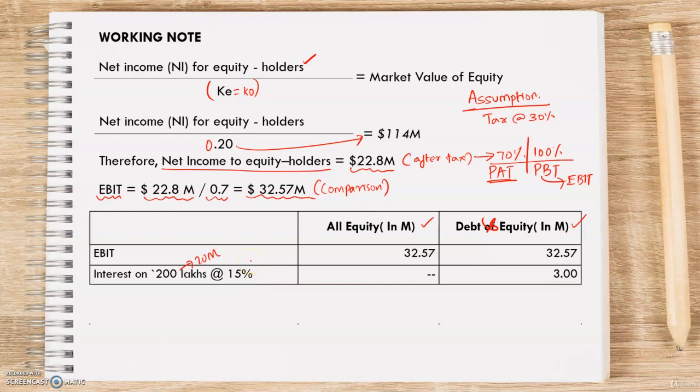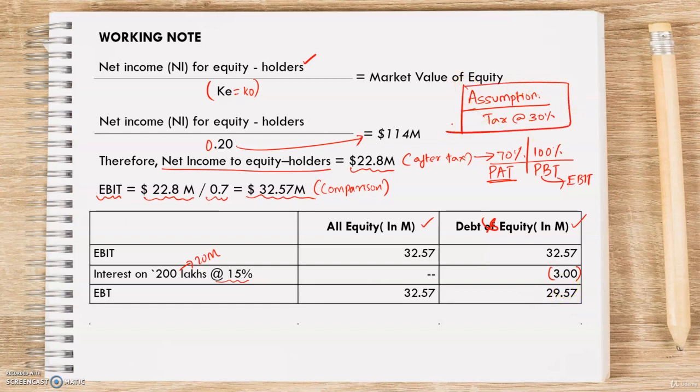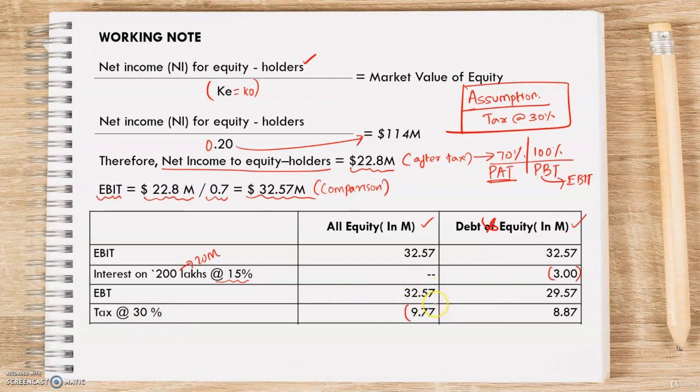That will not get applied here because it's all equity, but here there's a debt of 20 million which they are raising at the rate of 15%. So this 3 is a deduction item, and if you deduct that, you get earnings before taxes. In this case it's the same 32.57, whereas here it is 32.57 minus 3, which is 29.57. Now from this EBT you can deduct the tax of 30%. 32.57 into 30% is 9.77. 29.57 into 30% is 8.87.